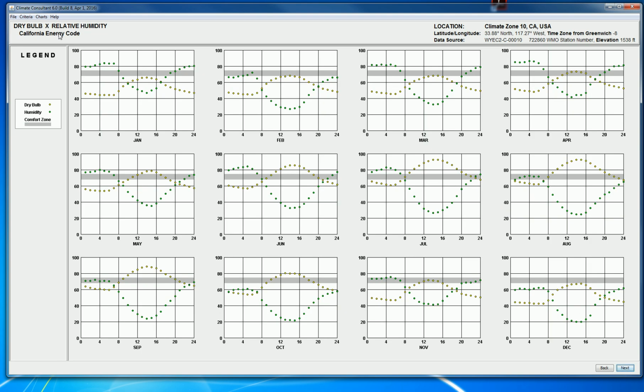We're not going to look too much at the combination of dry bulb and relative humidity, other than I want you guys to surmise that they seem to be inverses of each other. When one decreases, the other increases, and that's pretty much the case in all of them.